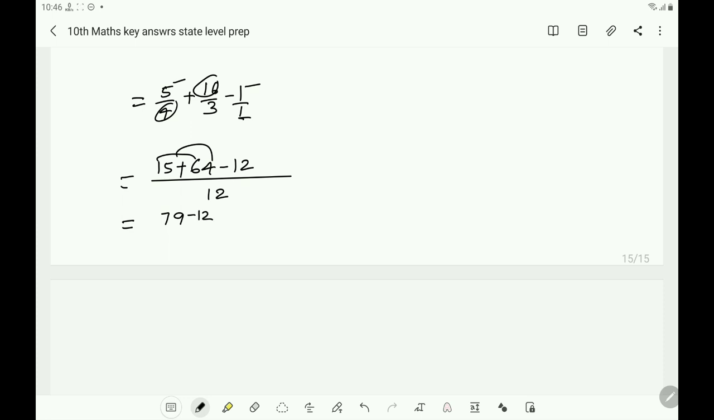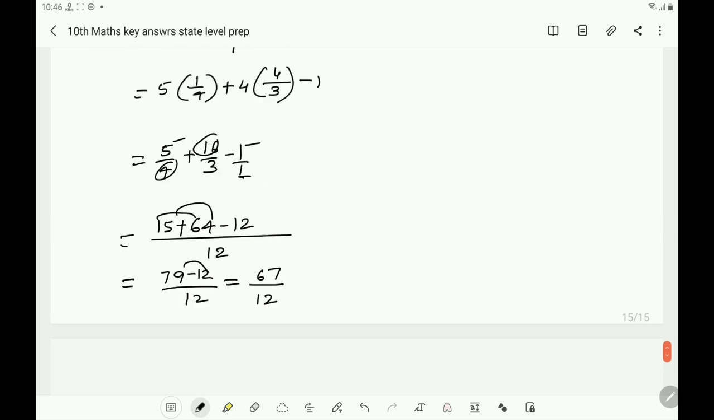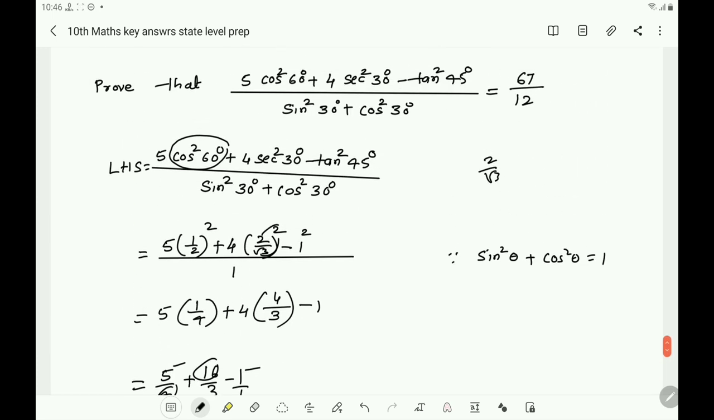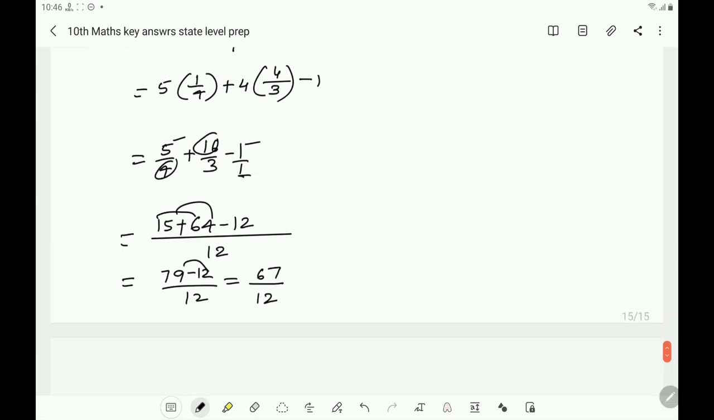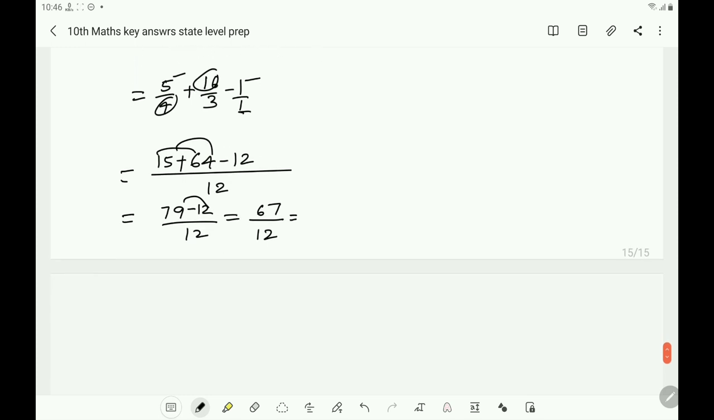79 minus 12 by 12. 79 minus 12 is how much? 9 minus 2 is 7. 7 minus 1 is 6. 67 you got. 67 by 12. Therefore, here you got 67 by 12, which is equal to RHS.